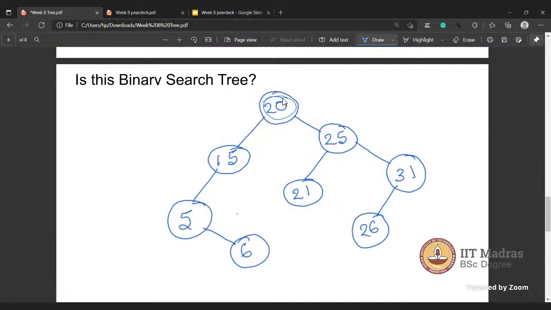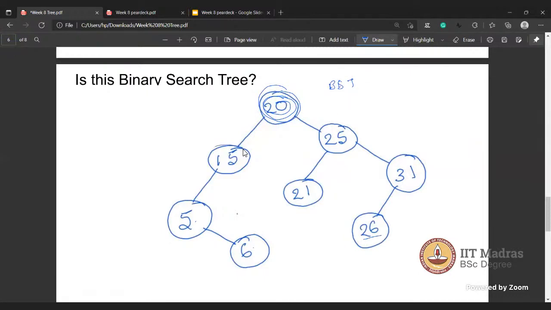So let's check first 20. 15 is less than 20, yes. 5 is less than 20, yes. Then 6 is less than 20, yes. Then 25 is greater than 20, yes. 21 is greater than 20, yes. Then 31 is greater than 20, yes. Then check 26. 26 is greater than 20, yes. So this node satisfies the BST condition.